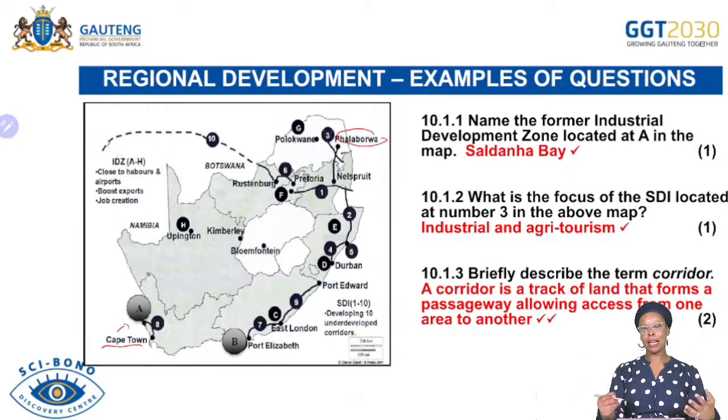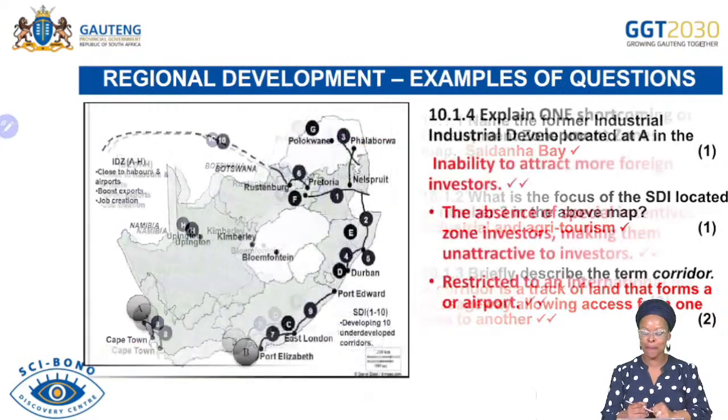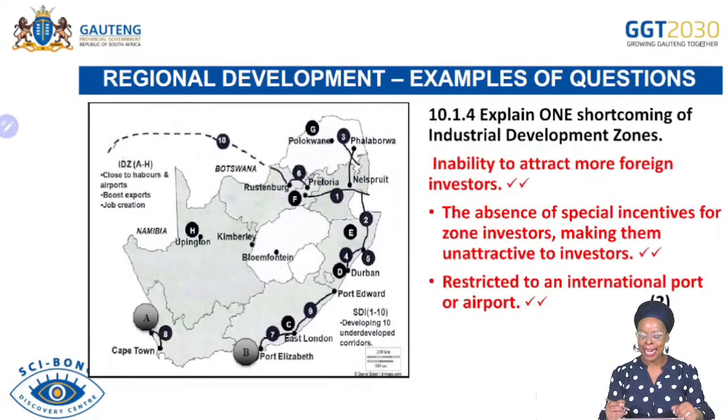Briefly describe the term corridor. You know it by heart now. After this lesson, I think you'll know it by heart. It's a tract of land that forms a passageway allowing access from one area to another. Shortcomings of an IDZ. It can be an 8-mark question, but here is a 2-mark question.